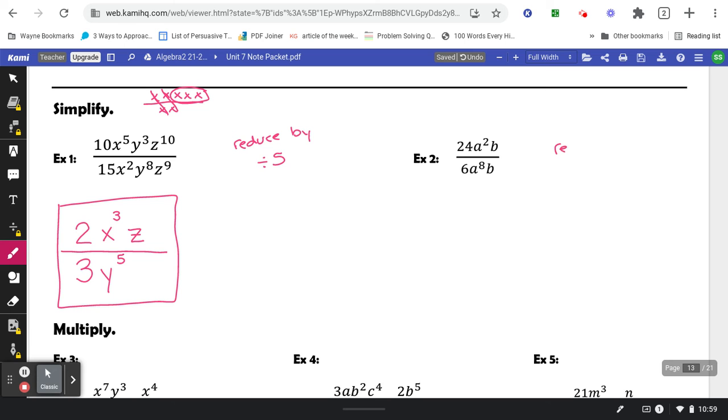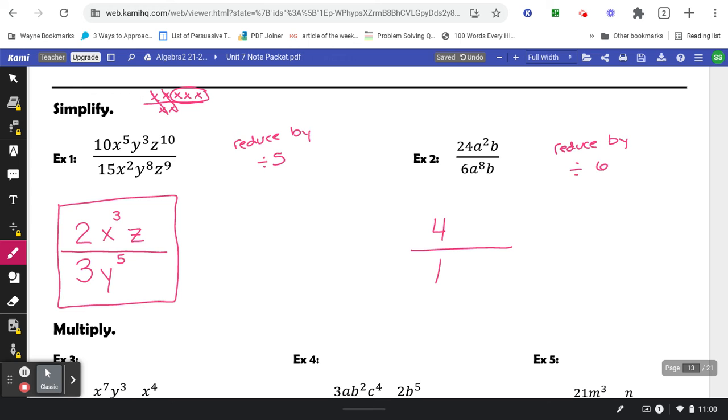Example number 2. Let's see what we can reduce these by. 24 and 6, we want the largest number. The largest number we can reduce by is 6. Yes, 2 goes into both, and yes, 3 goes into both. But always try to do the largest number to get you the answer faster. So that would give us a 4 and a 1.